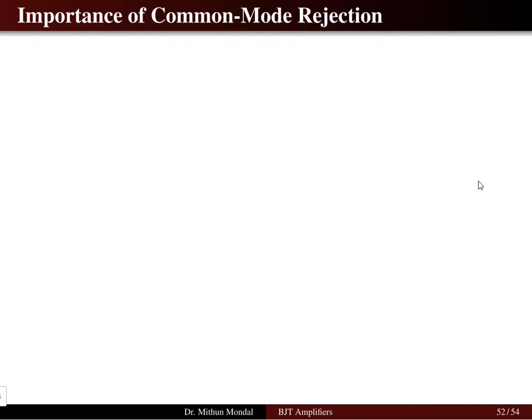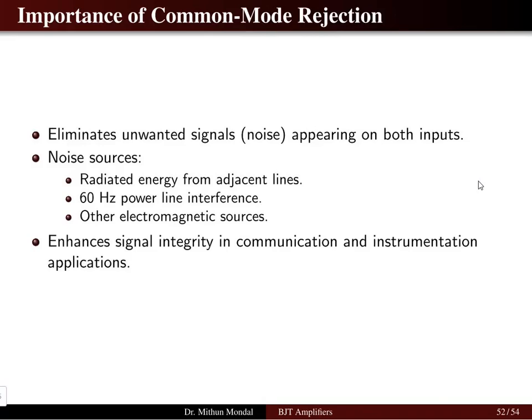The importance of common mode rejection that we have seen here is that it eliminates unwanted signals in the form of noise appearing on both the inputs. So if there is noise, it will cancel that noise because the two are opposite to each other. The noise sources may occur because of radiated energy from adjacent lines, 60 Hz power line interference, or other electromagnetic sources. So it will enhance the signal integrity in communication and instrumentation applications.